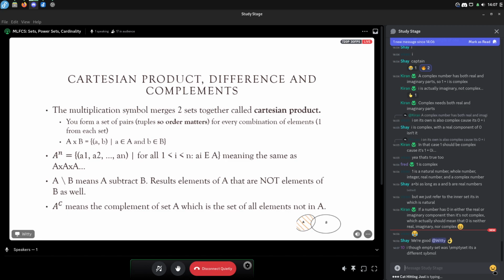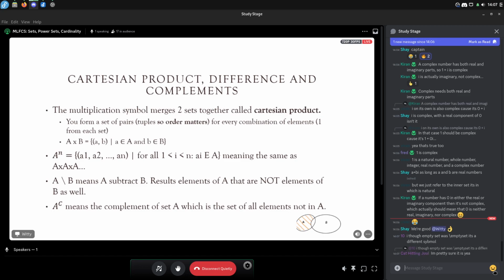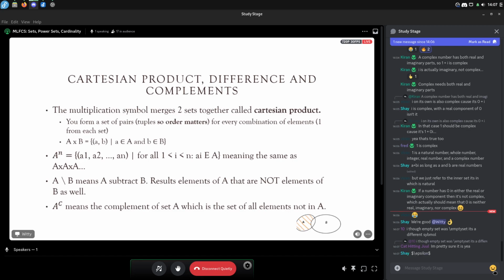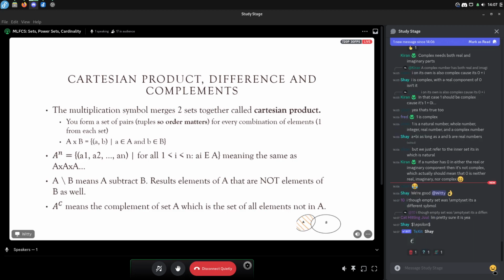And basically, the way this works is you form a set of pairs, or like triples if you're merging three sets, for example. And these pairs or triples or whatever are tuples. And the key thing to remember here is with a tuple, order matters. So you have to have a fixed order. It's not like a set where you can just chuck everything in and it doesn't matter the order.